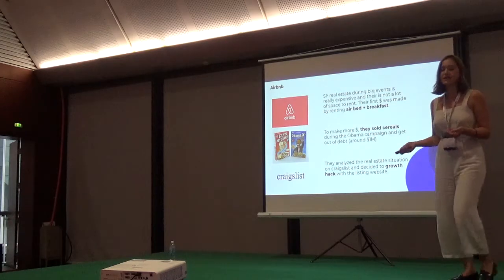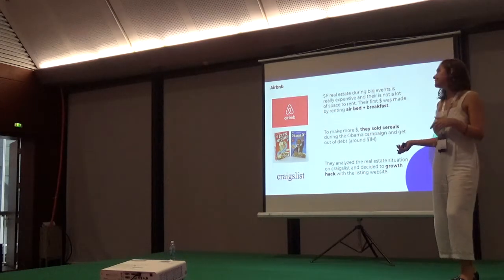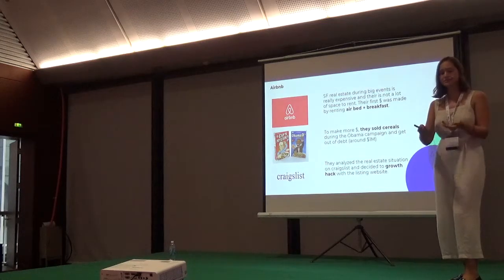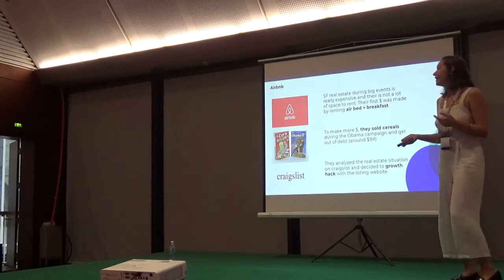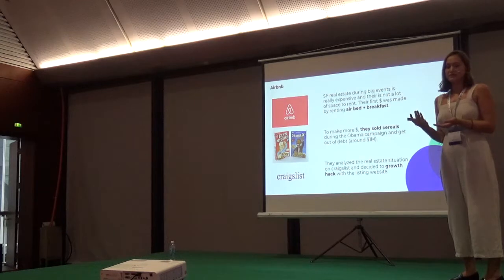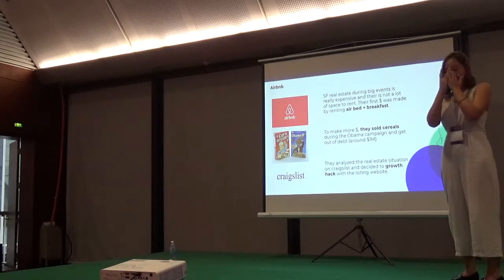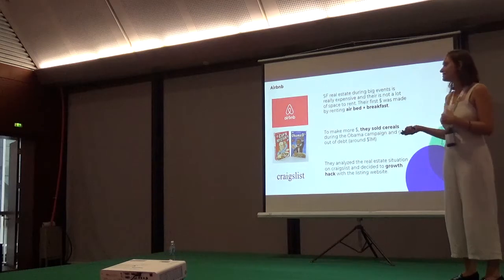And afterwards, they did a growth hack. Do you all know Craigslist? No? Craigslist is a website that shows different apartments online that you can rent. So they growth hacked Craigslist by taking all the owners' emails, and they were contacting them when their apartments were rented on Airbnb.